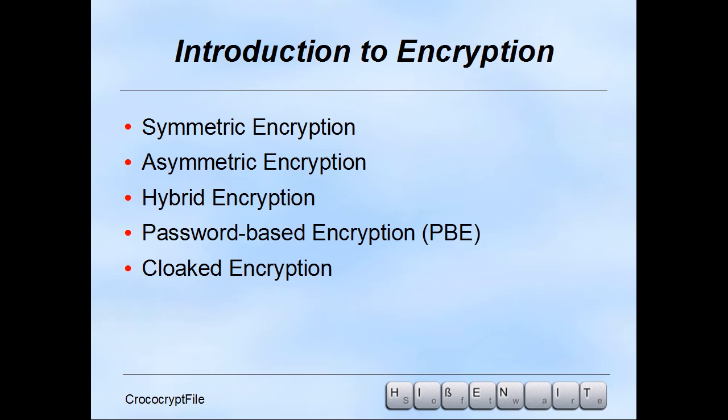Password-based encryption usually works solely symmetric, but with the help of several algorithms, including hash functions, to generate a key from the password. Cloaked encryption is a special form of encryption which can be put in the area of plausible deniability, which you might have heard of when you're using TrueCrypt.